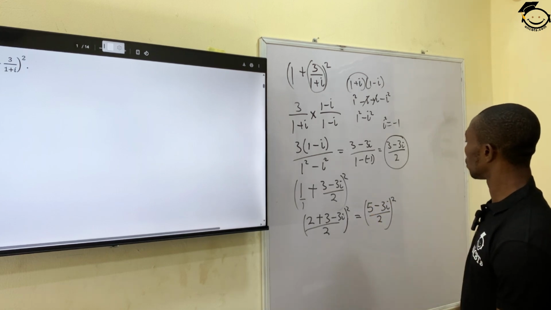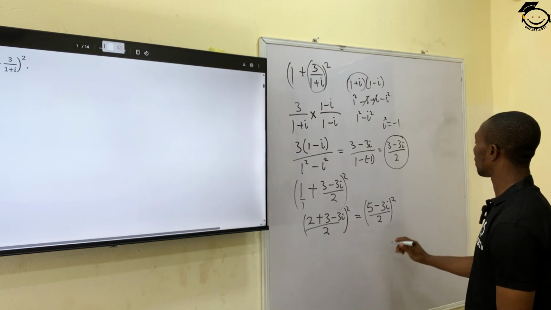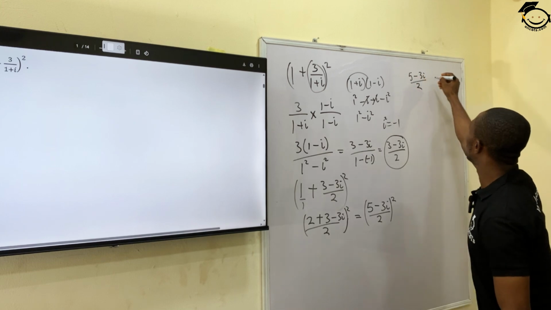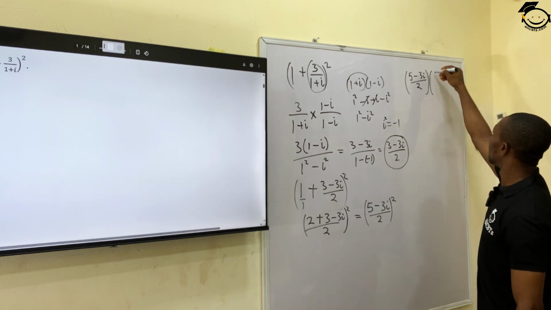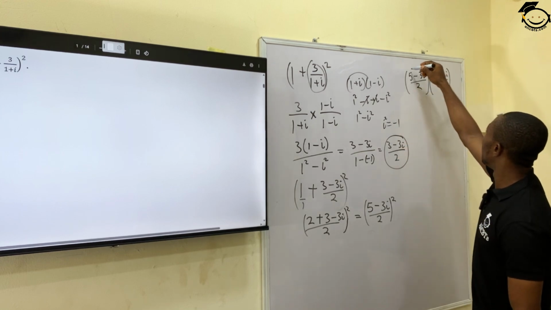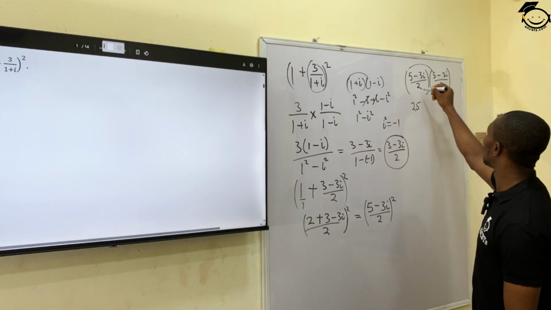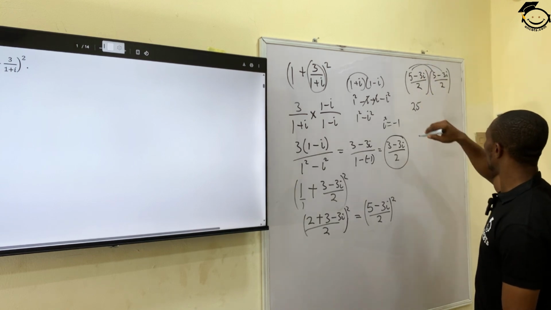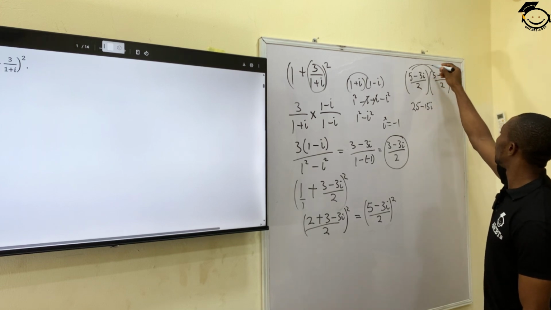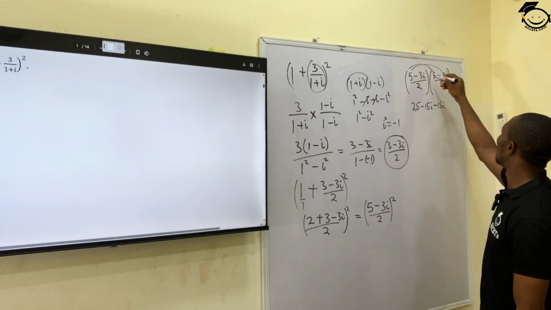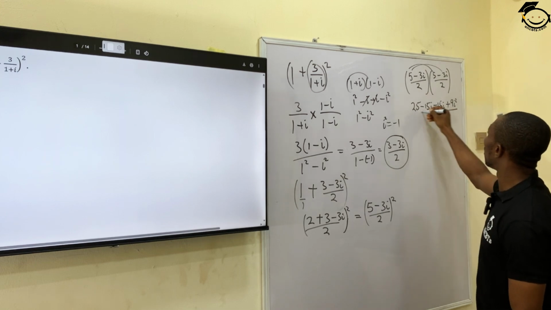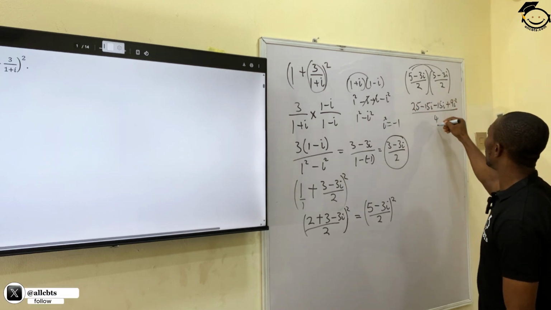Okay, so if we square this, we are going to have 5 minus 3i over 2 times 5 minus 3i over 2. Okay, this times this will give us 25. This and this will give us minus 15i, and this times this will give us minus 15i, and this times this will give us plus 9i squared, all over, this times this will give us 4.